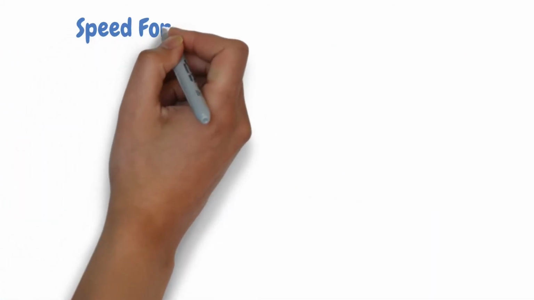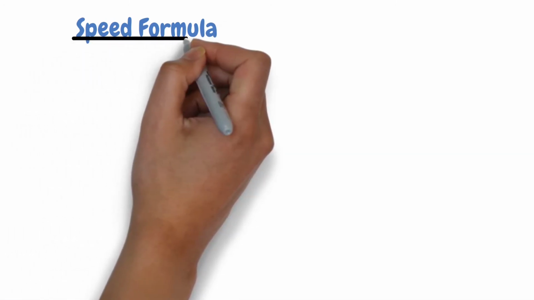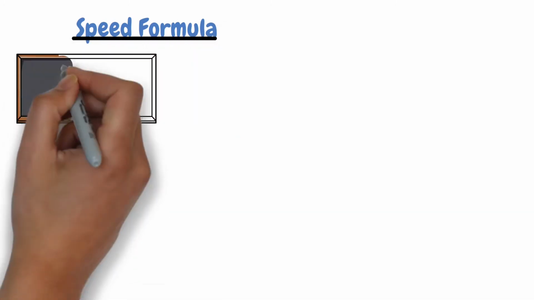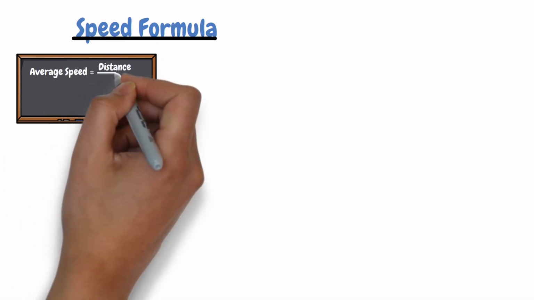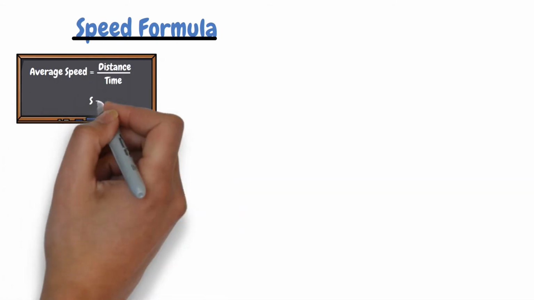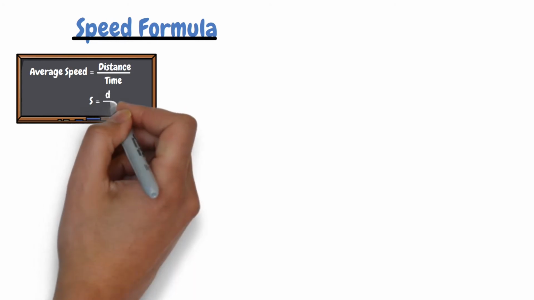So let's check out the formula for speed. To calculate the average speed, you will need to know the distance the object traveled over a given time. The abbreviation is s equals d over t.